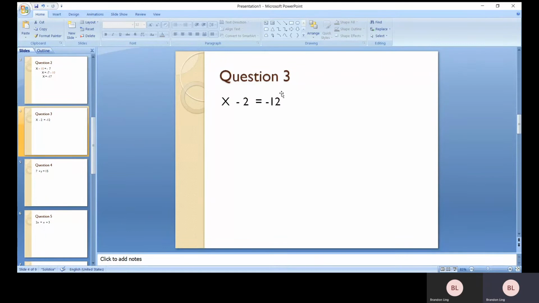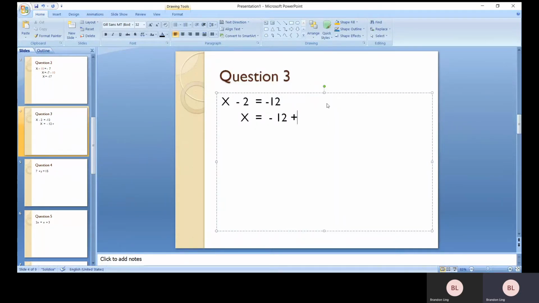Next, question 3. x minus 2 equals negative 12. When you move negative 2 to the other side, it becomes a positive. So your final answer will be negative 12 plus 2, you get negative 10.